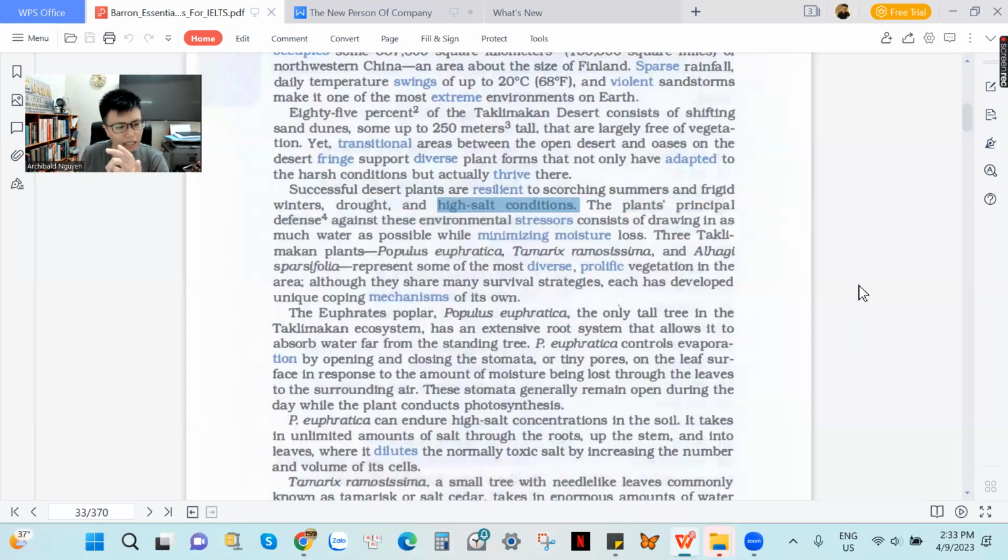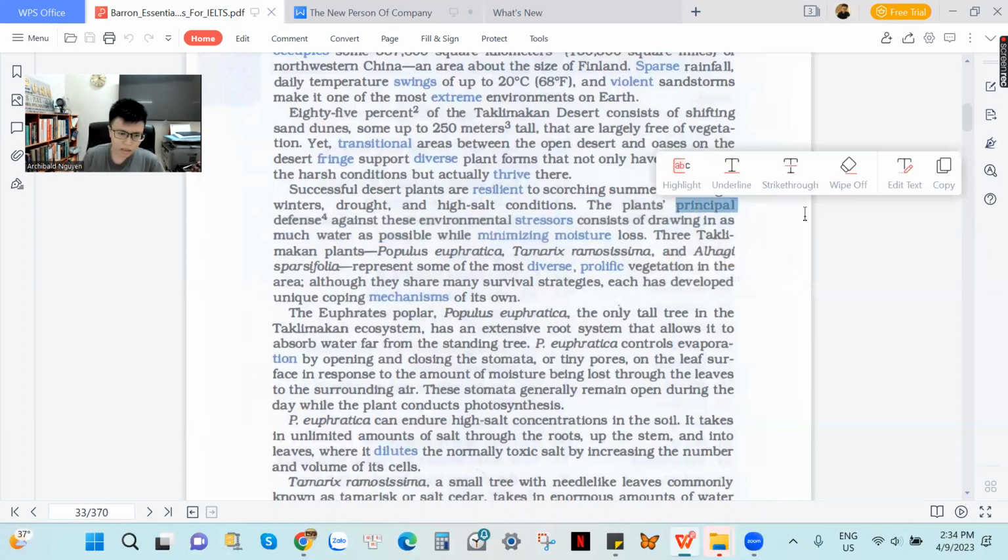High salt conditions, just like the high salt rivers. If something is very high in salt, nothing is going to survive there. Just imagine the river. If the water of the river is too salty, the fish cannot live in those kinds of rivers. The plants cannot grow in those kinds of rivers. That is high salt conditions. The plant's principal defense against these environmental stressors consists of drawing in as much water as possible while minimizing moisture loss.